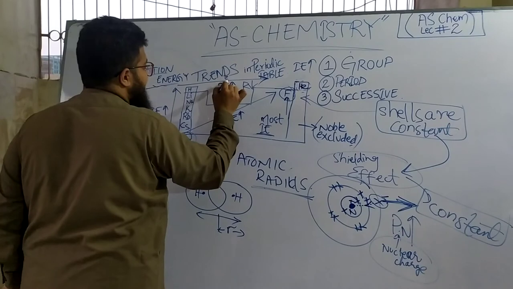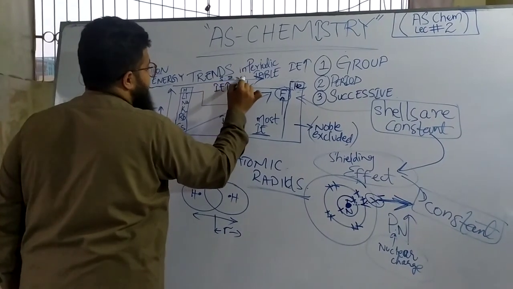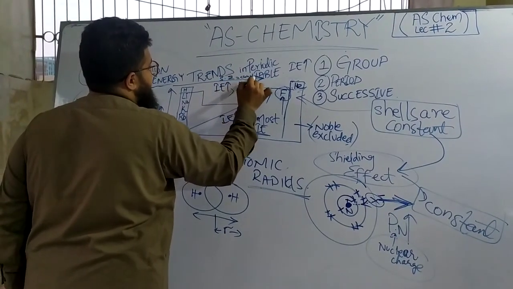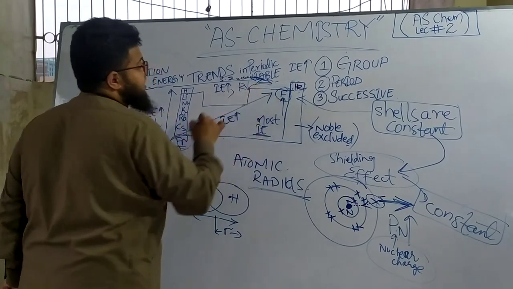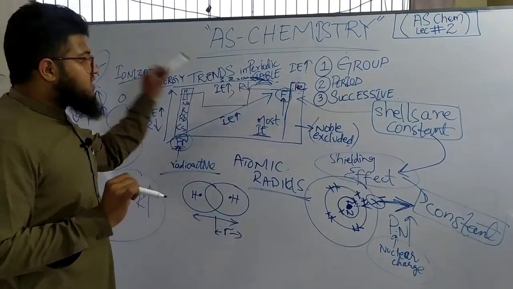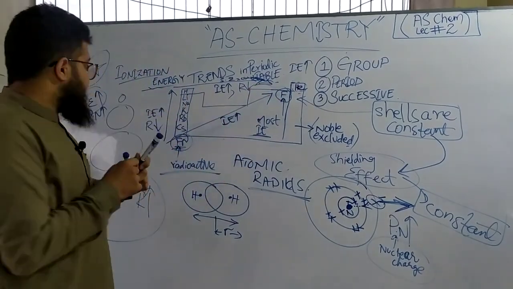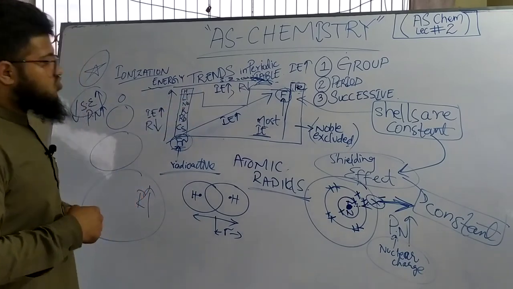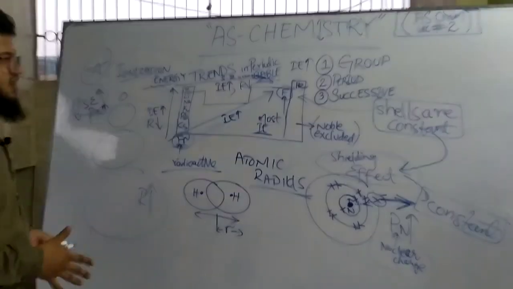We know that the shielding effect is going to stay constant across the period due to the constant number of shells, and due to that the radius is decreasing. So that's what we have to put. This was a quick overview.